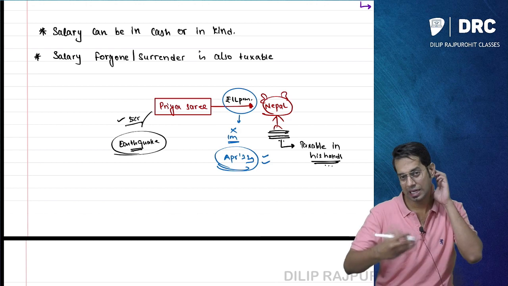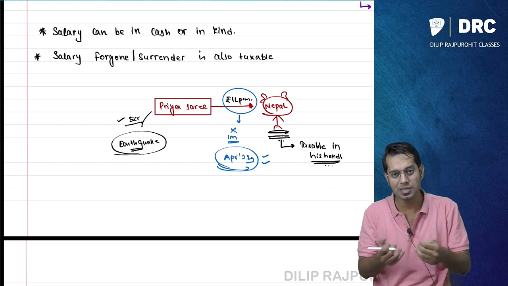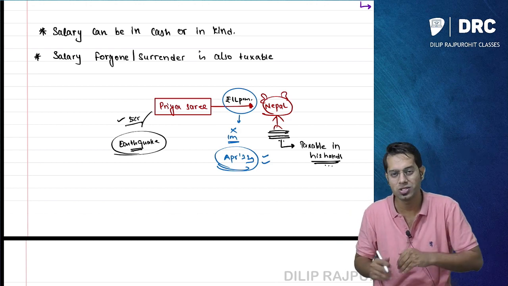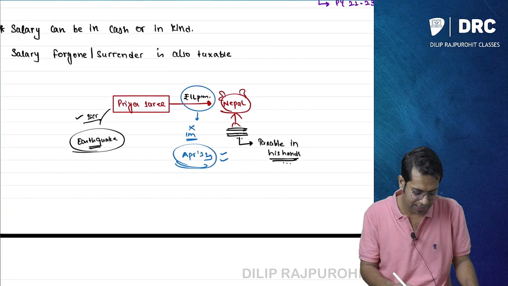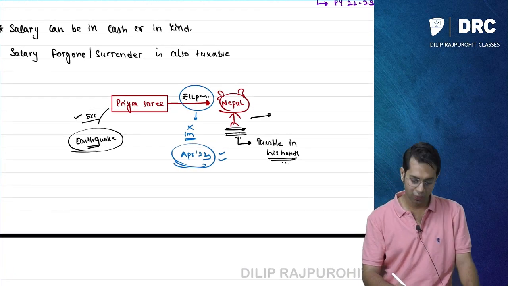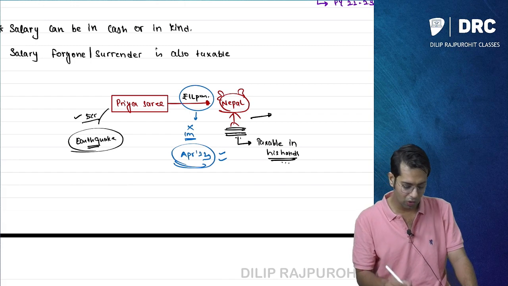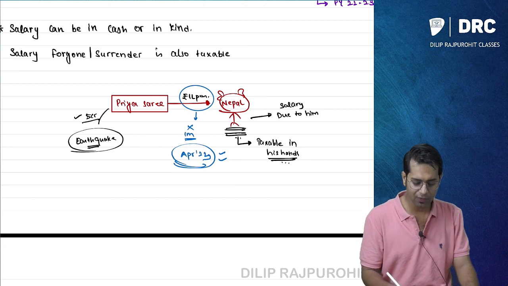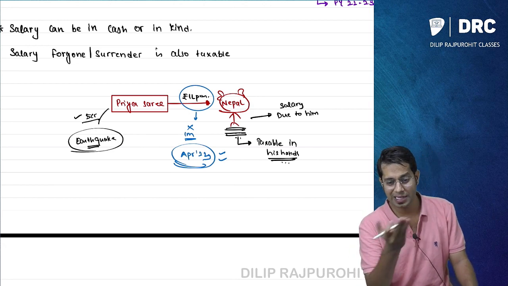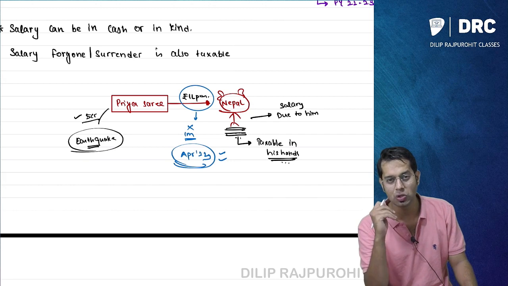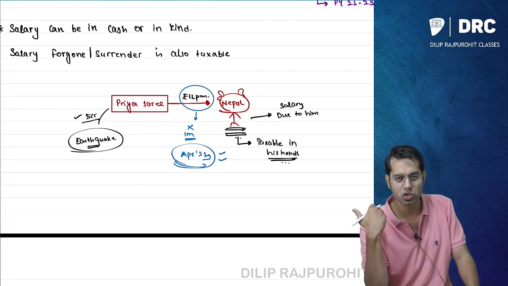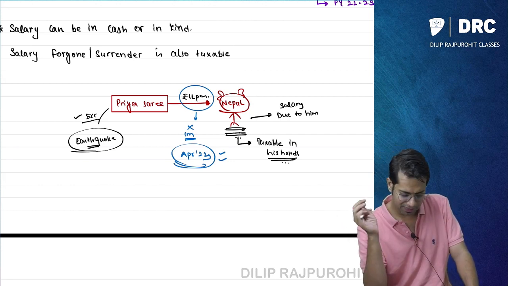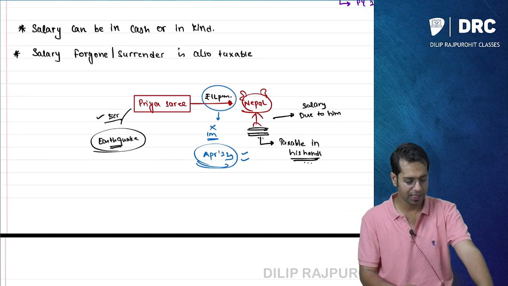So just because he has not taken that salary, it does not mean that it is not going to be taxable. Because he has worked for Priya Sarees for that particular month, can I say the salary was due to him? The salary was due to him. I don't care whether he has actually received or taken the salary or not. Because it was due to him, it will be taxable in his hands.